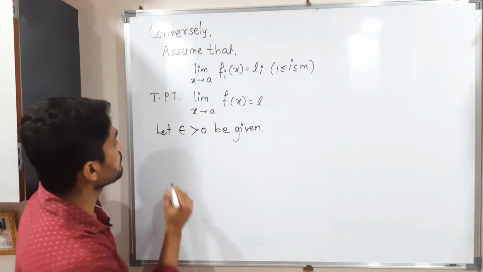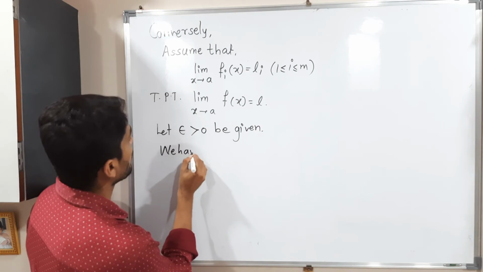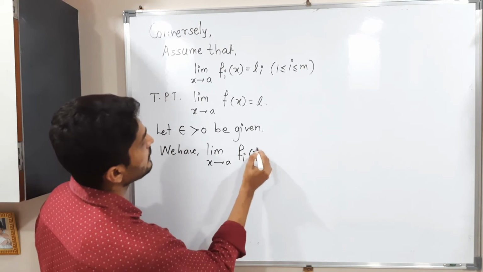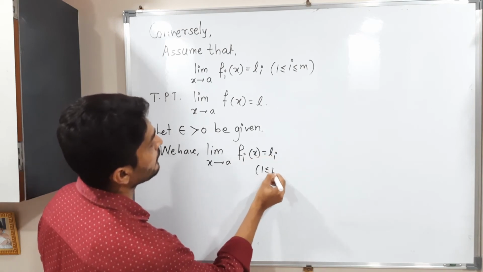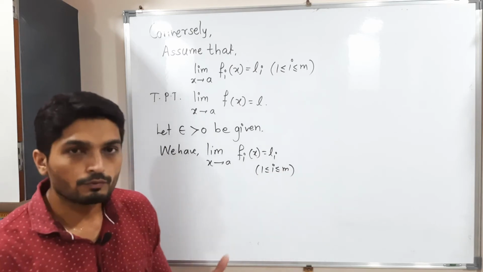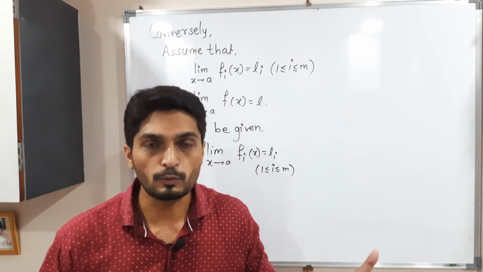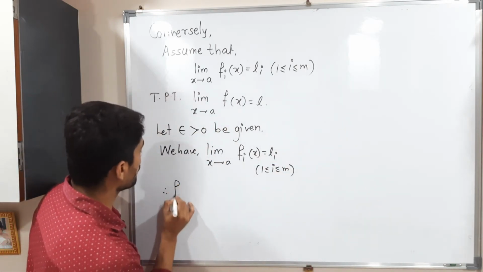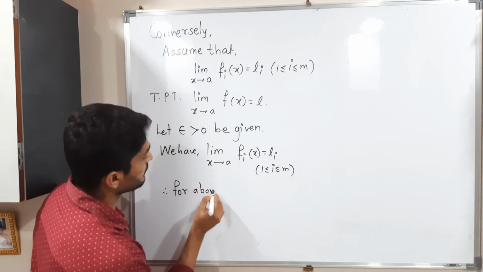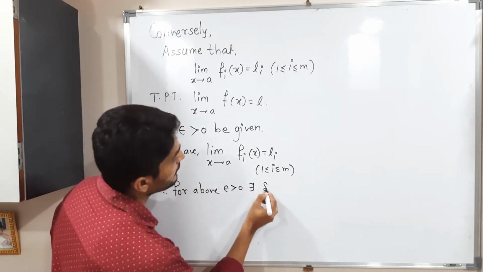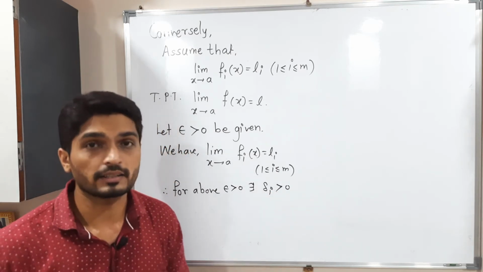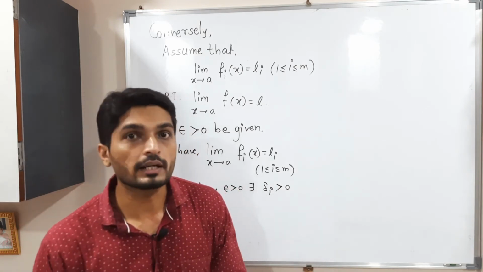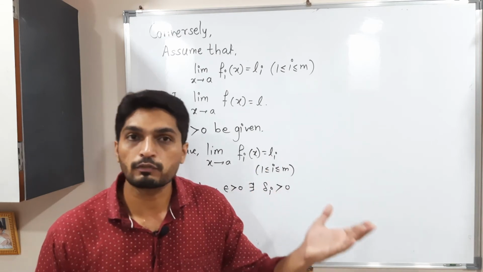So let us use the given information we have. What do we have? Limit as x tends to a of fi(x) is equal to Li, and this is true for all i running from 1 to m. So therefore we can use the definition for the given epsilon greater than 0, but already we have taken epsilon, so I will call it the above epsilon greater than 0. So for the above epsilon greater than 0, there exists delta i greater than 0. I am writing delta i greater than 0. Why? Tell me why. Because for each i, for f1 we will have delta 1, for f2 we will have delta 2, similarly for fm we will have delta m.